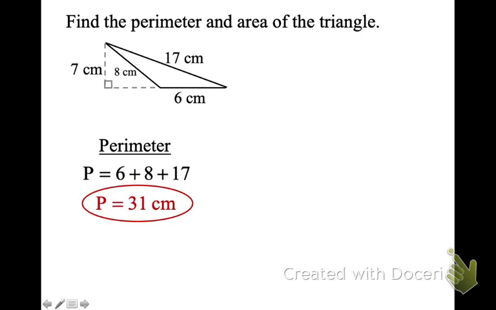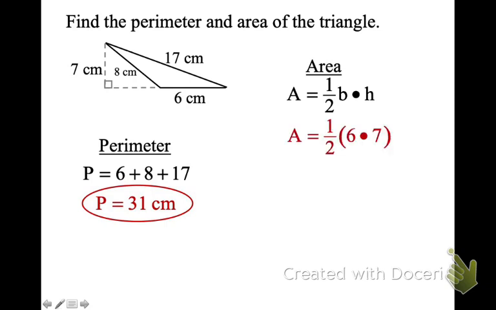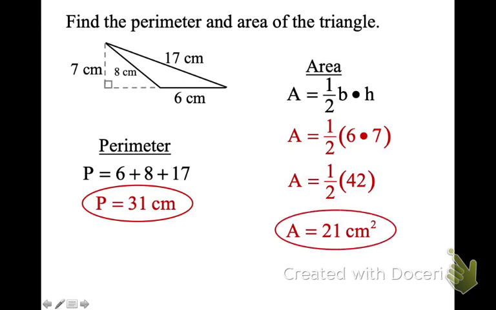Area is 1/2 base times height. The base is 6, because if I draw that out, the height would be that connecting dashed line of 7. Now we can either do 1/2 of 6, which is 3, or I can multiply 6 times 7 is 42 and do 1/2 of 42. 21 square centimeters. Let's try a few more triangles.